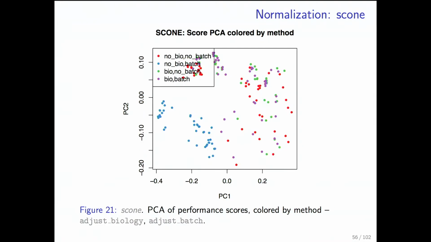This is the same biplot, but now we've color-coded the methods according to batch and biology adjustment. Here the poor performing methods in blue correspond to when we do batch adjustment without adjusting for biology. Because of the nesting, when we adjust for batch without adjusting for biology, we remove the biological effects. So that's why nesting is important.